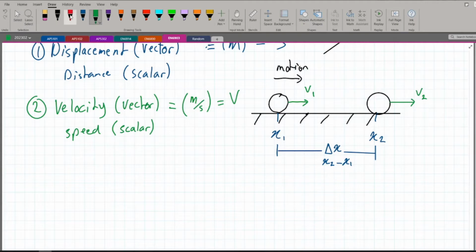Moving on. After that, we have acceleration. Number 3, the third variable is acceleration.